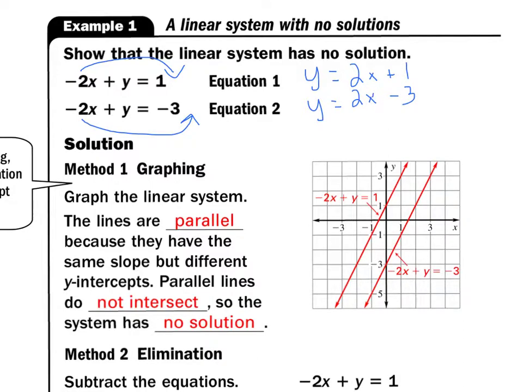When we graph the linear systems, either in our calculator or using slope-intercept form, we notice that they do not cross. They both have the exact same slope, making them parallel. Parallel lines do not intersect, so the system has no solution.